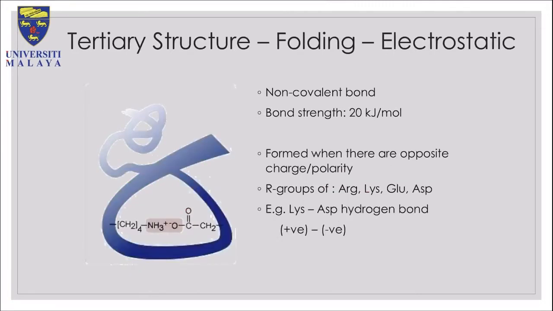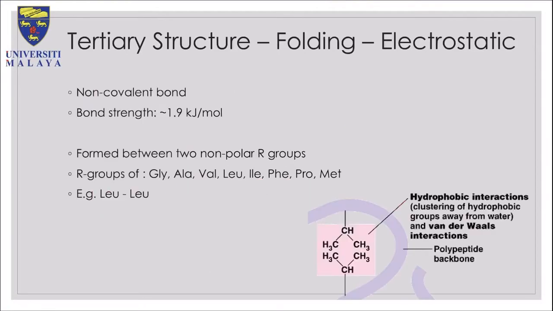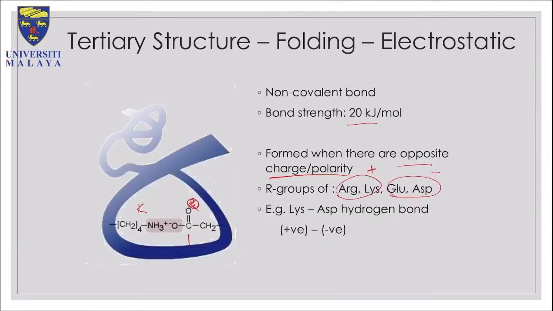Similarly, for electrostatic interaction, the bond strength is about 20 kilojoule per mole, formed between opposite charges or polarity. Lysine and arginine form a cation, while glutamic acid and aspartic acid normally form the anion. Shown here, this is lysine and the other one is aspartic acid.